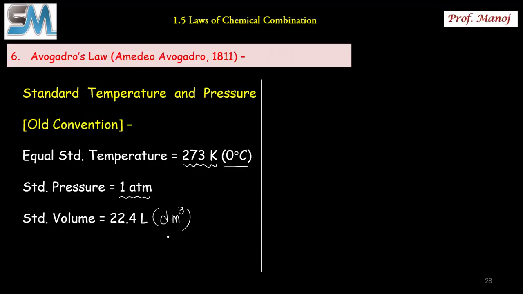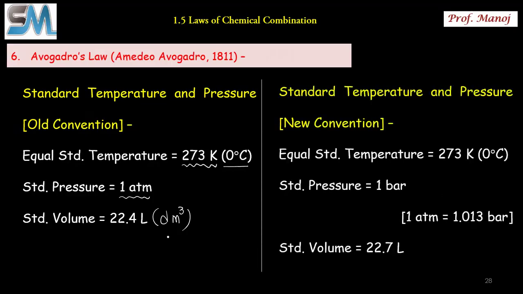There is a new modern convention for STP, wherein minor change is done from 1 atm to a pressure of 1 bar. And because of this, by change of calculation, now the new volume is 22.7 liter. If you are doing any calculation to that minute extent of using this 1 bar and 1 atm, your answers will slightly be different. But for most of the practical cases, they are taken equal.